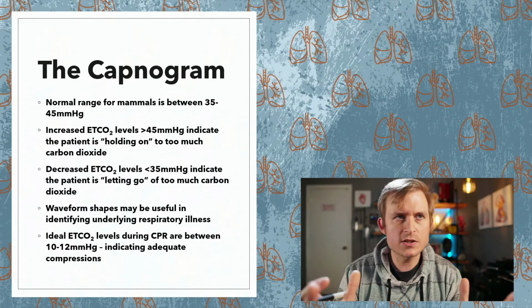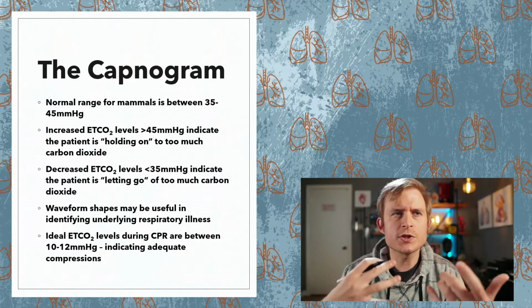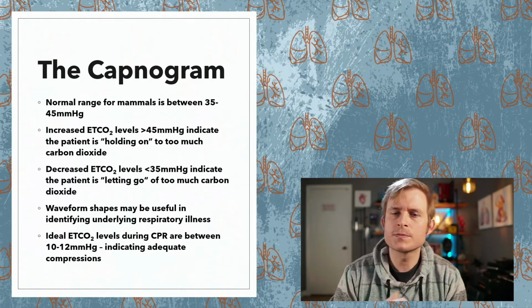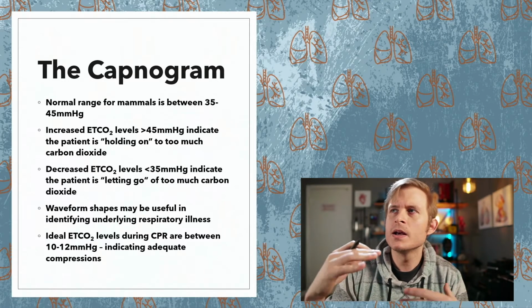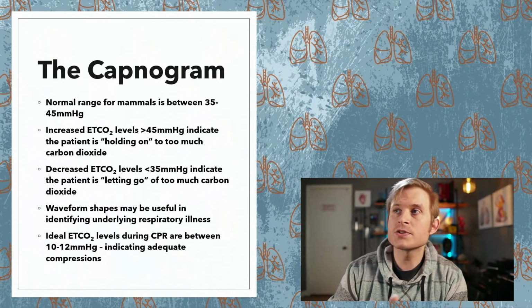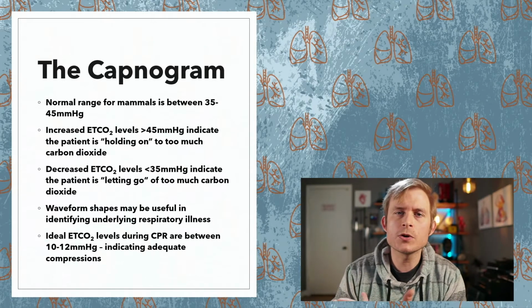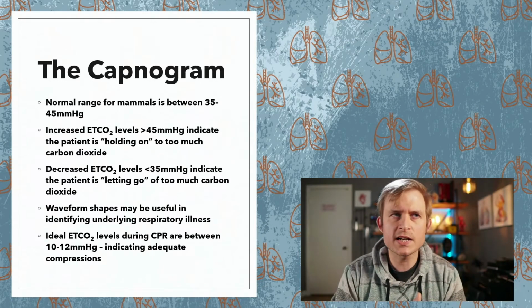If you're not getting 10 to 12, you're falling below it, it's time to switch providers. It's time to switch compressors. If you suddenly get a very, very high number, it doesn't necessarily mean that you got really good at compressions all of a sudden, but a ROSC, or a return of spontaneous circulation, may have occurred, and this is an easy way to detect it early.